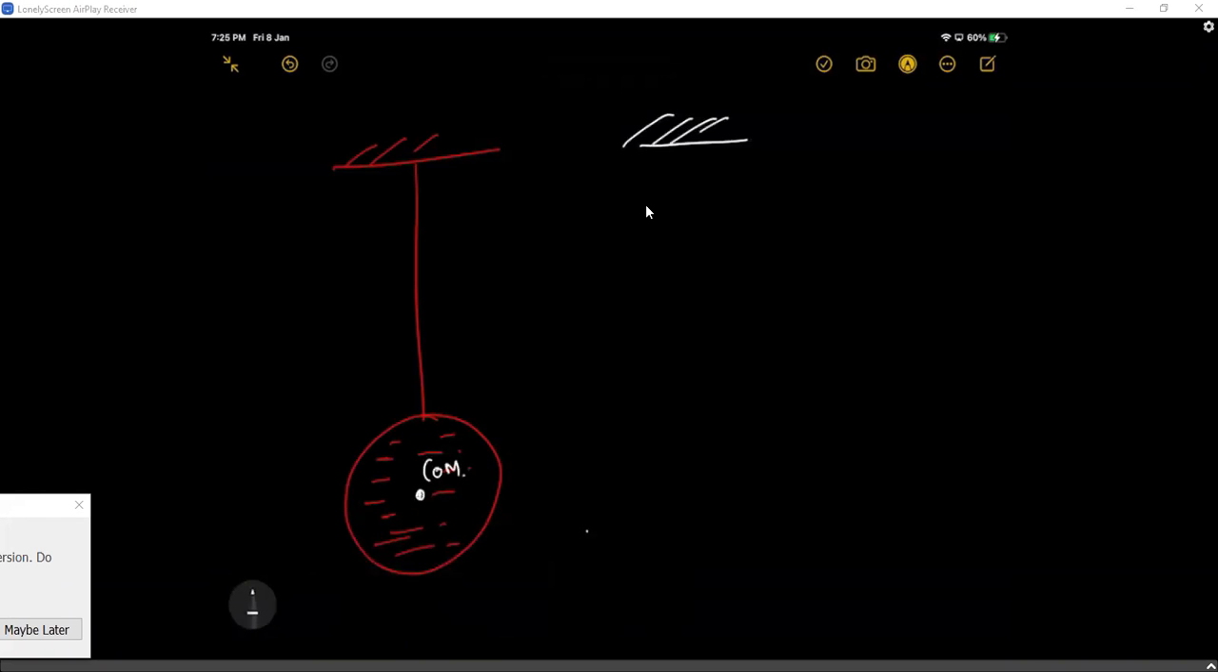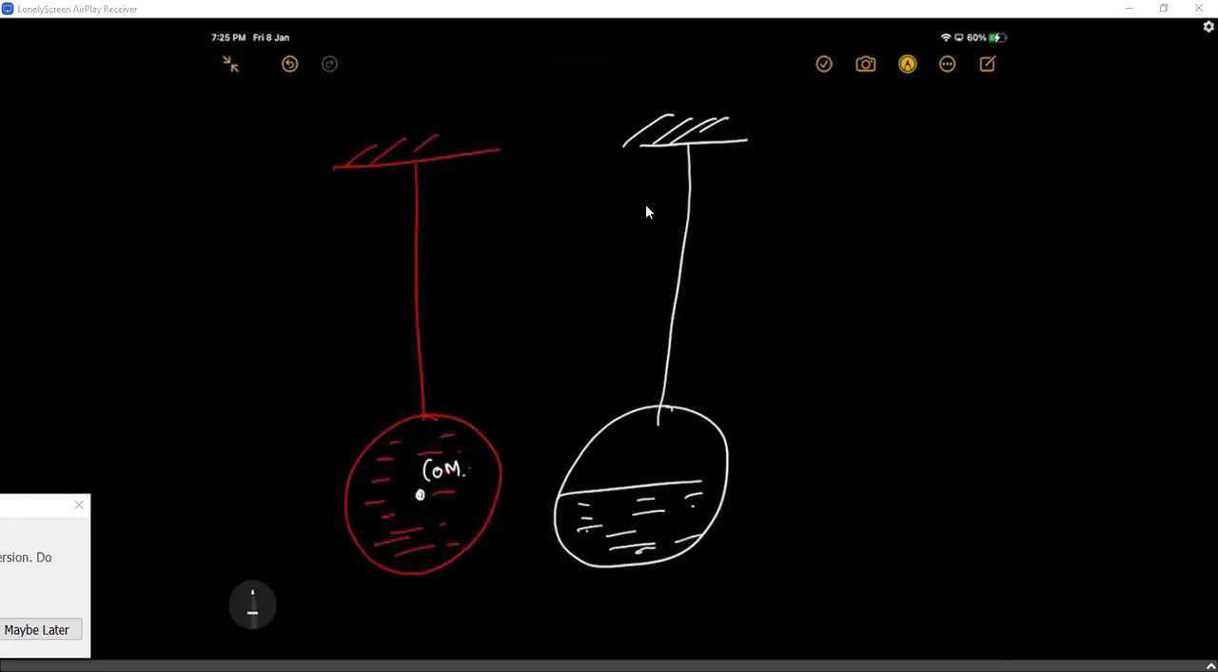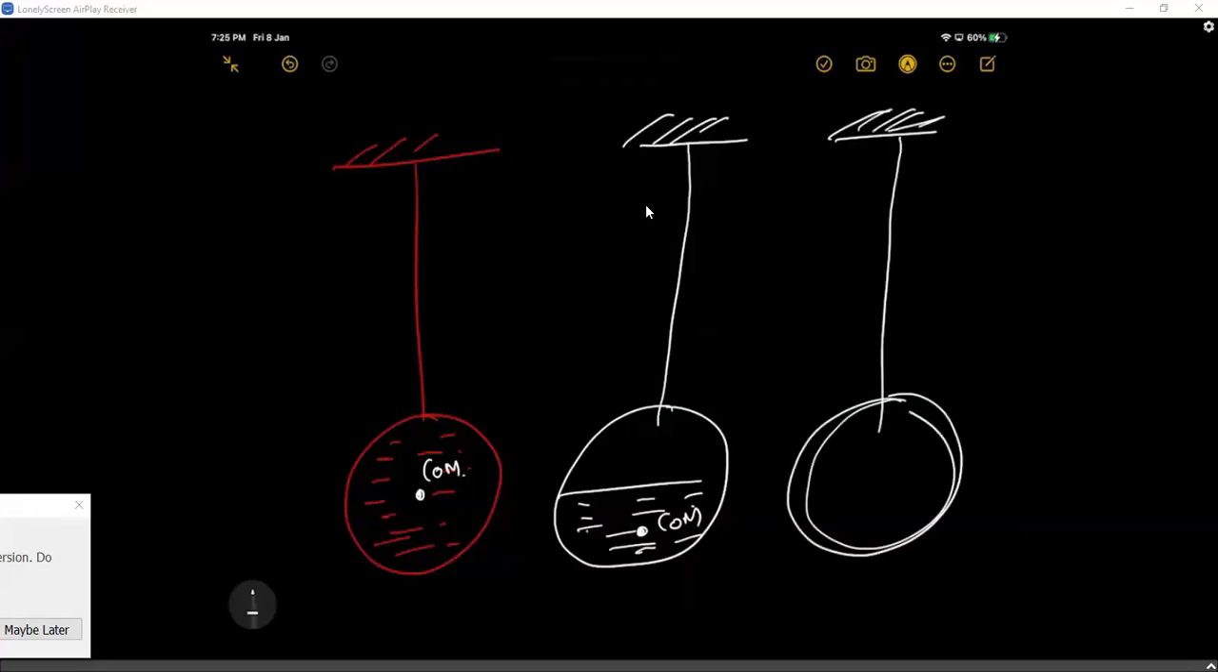Let us consider a case when about half of the water is drained out. The center of mass is clearly somewhere around here. Now let us consider a case when it is completely empty. The center of mass is back at the center. If you clearly observe, the center of mass goes down and then comes up.